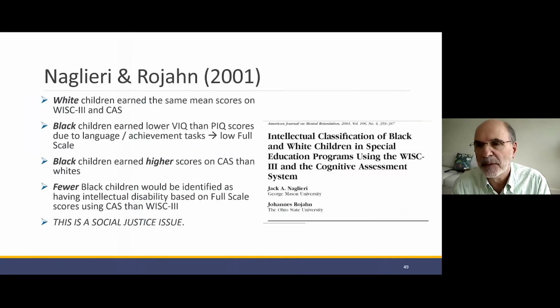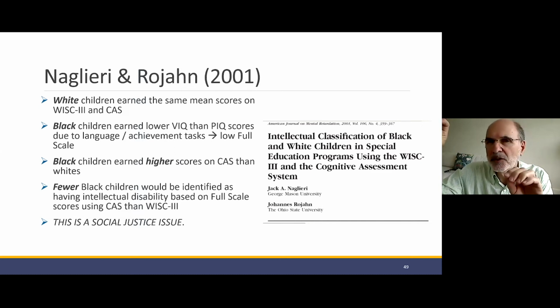Here's a study that I published almost 20 years ago now. In this study, we had black and white kids all identified as intellectually disabled. I think that's the term that would be used today, right? At the time, it was mental retardation. Here's what we found. For the white kids, the full scale on the WISC and the full scale on the CAS were very similar, but not for the black kids. The black kids' CAS scores were higher than the WISC scores.